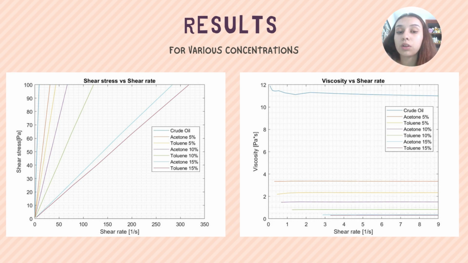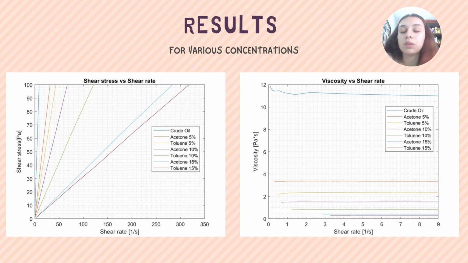While crude oil is almost 12 times more viscous than the samples to which 15% acetone and toluene were added, which are the least viscous. In the shear stress plot, those with a higher viscosity have a higher slope, since as mentioned above, the slope of a graph relating shear stress to shear rate is the absolute viscosity.